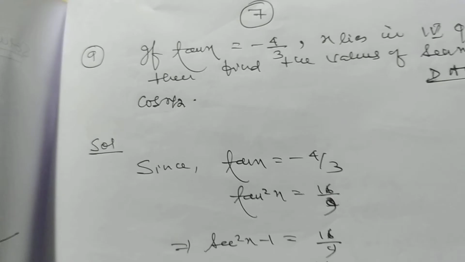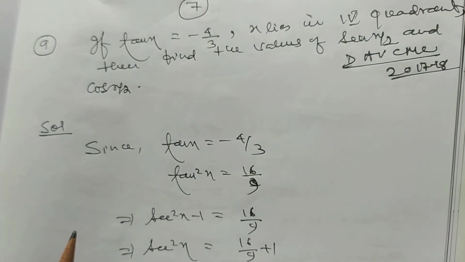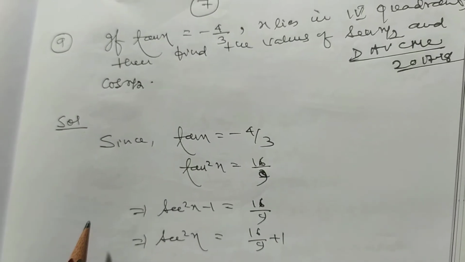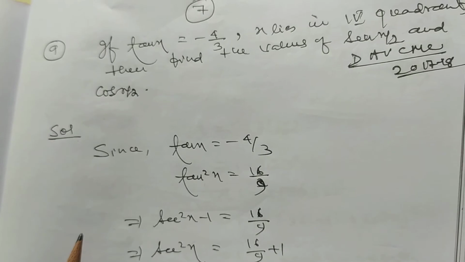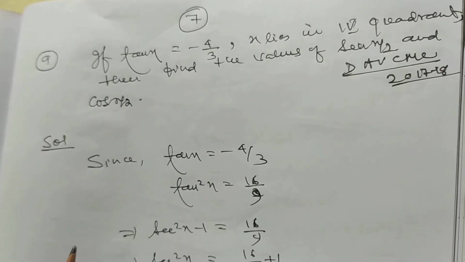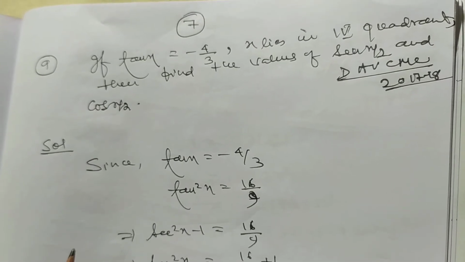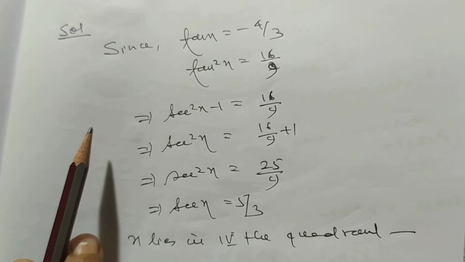Now I want to discuss problem number 7. If tan x is equal to minus 4 by 3, x lies in fourth quadrant, then find the value of sin x by 2 and cos x by 2. And this problem is from DAV CMC sample paper 2017-18.